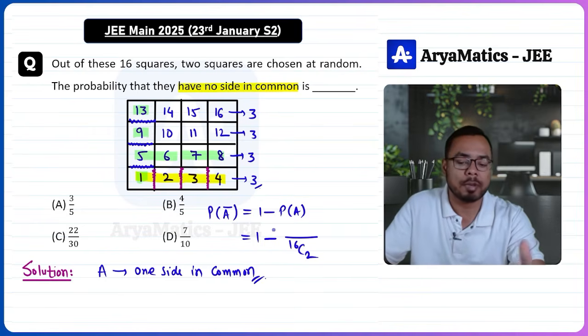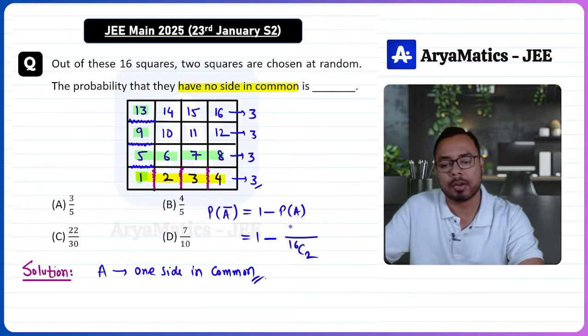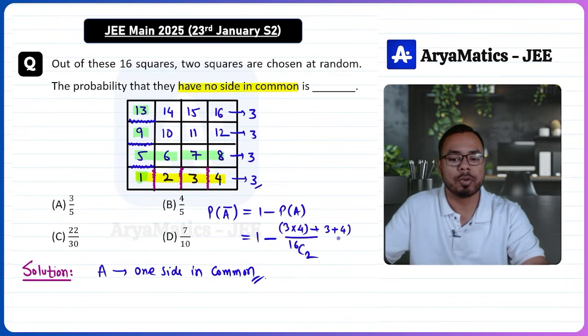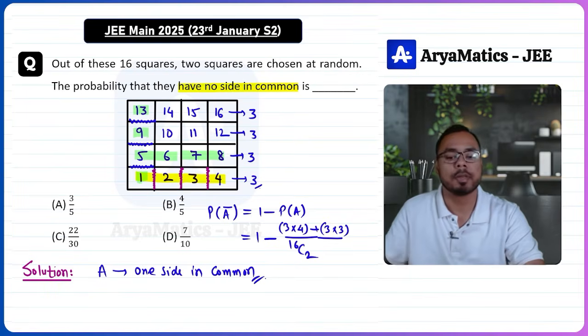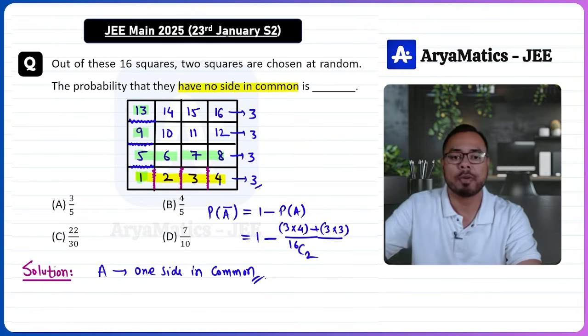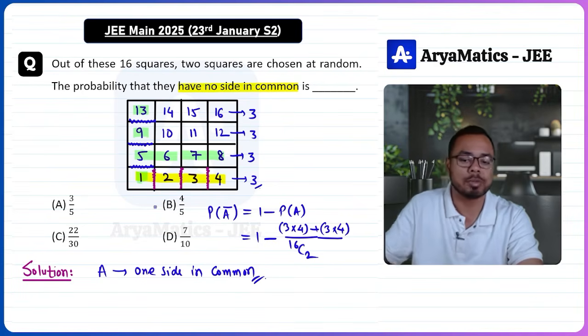So here, the number of ways of selecting a pair of squares having one side in common will be 3 into 4 if you select squares row wise. And the same thing you can say for columns, so plus another 3 into 4, right? These are the total number of ways of selecting a pair of squares having one side in common. So the total number of cases is 16C2, and the favorable cases are 3 into 4 plus another 3 into 4. That should be the probability of the event A, and A is the event that we have one side in common. So A complement means there is no side in common.